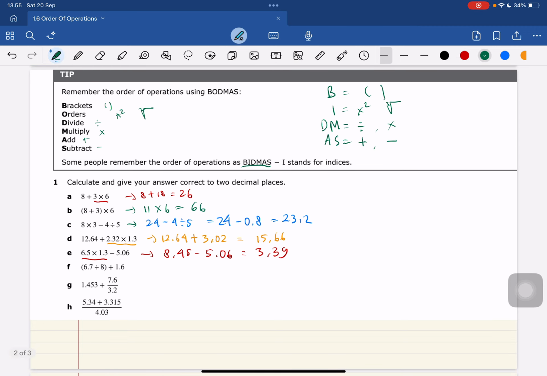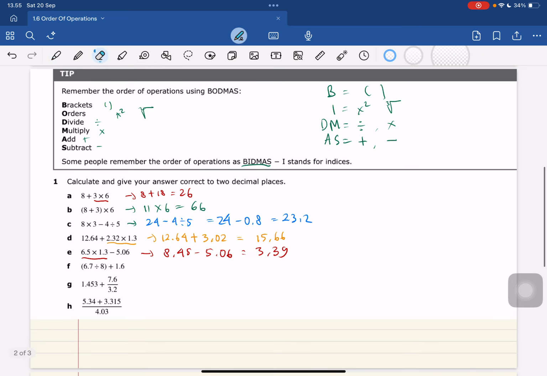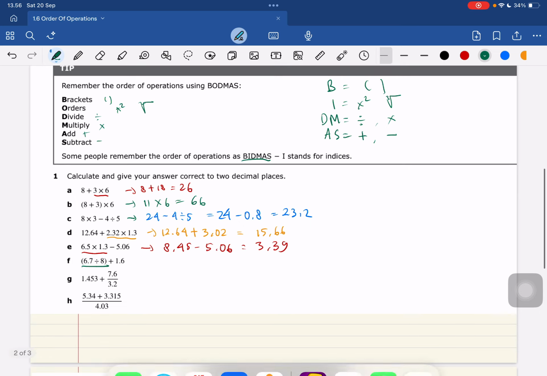Okay, next we got bracket and addition. So starting with the bracket first, 6.7 we divide by 8. So this is going to be 0.84. Remember, two decimal places. Okay, and then addition with 1.6. So the answer is going to be 2.44.